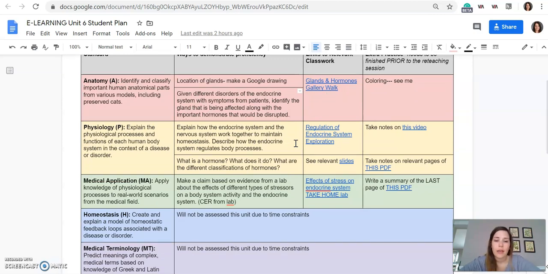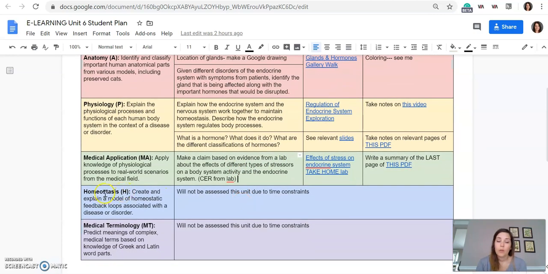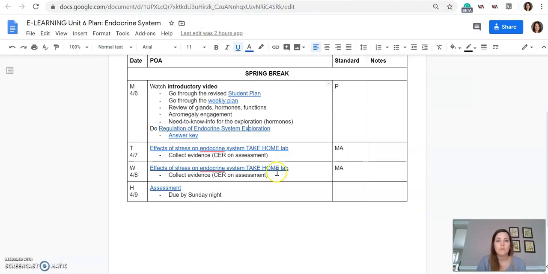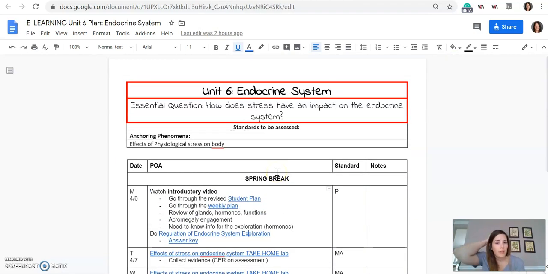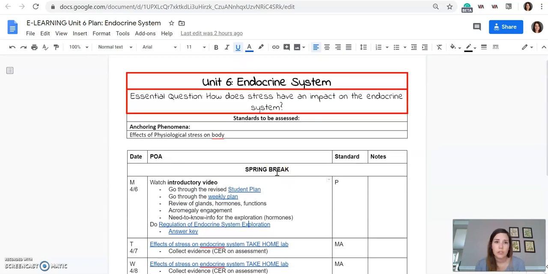Medical application, we're going to start that Tuesday and Wednesday. It's going to be a take-home lab. You guys are going to stress yourselves out as if you're not already stressed out enough, and then record your heart rate and use that to write a CER. And then when you guys write that CER, you can just copy and paste that onto the summative, which is going to be Thursday. We will not do the homeostasis standard this unit, and we will not do the medical terminology standard.